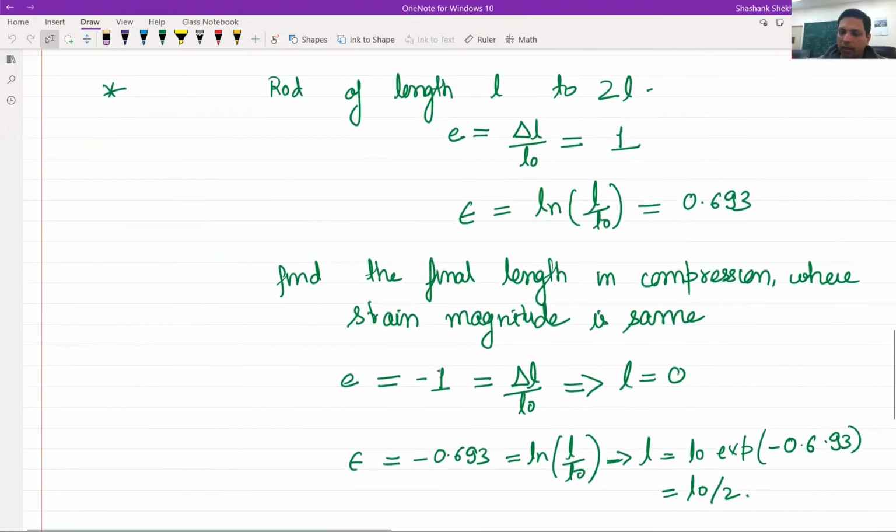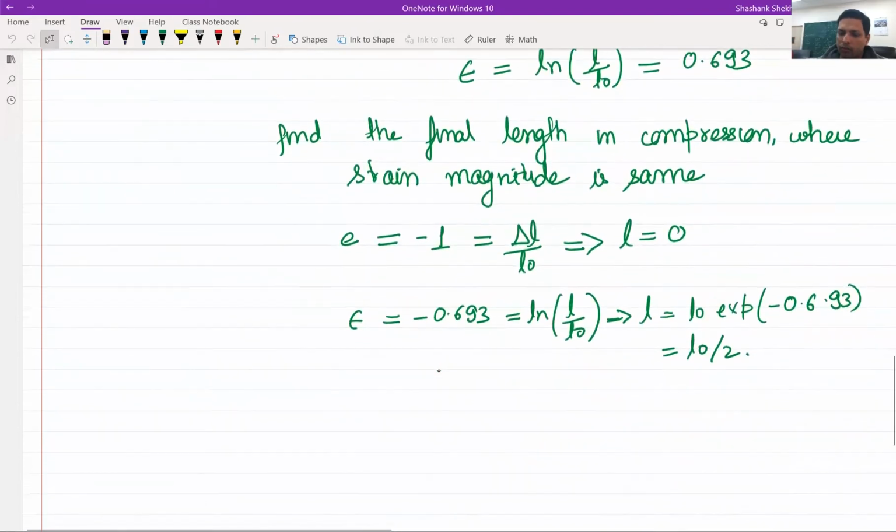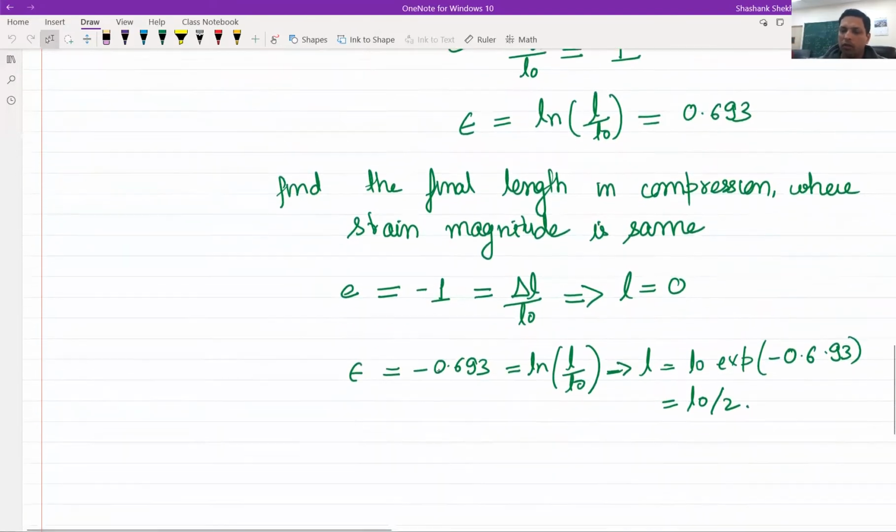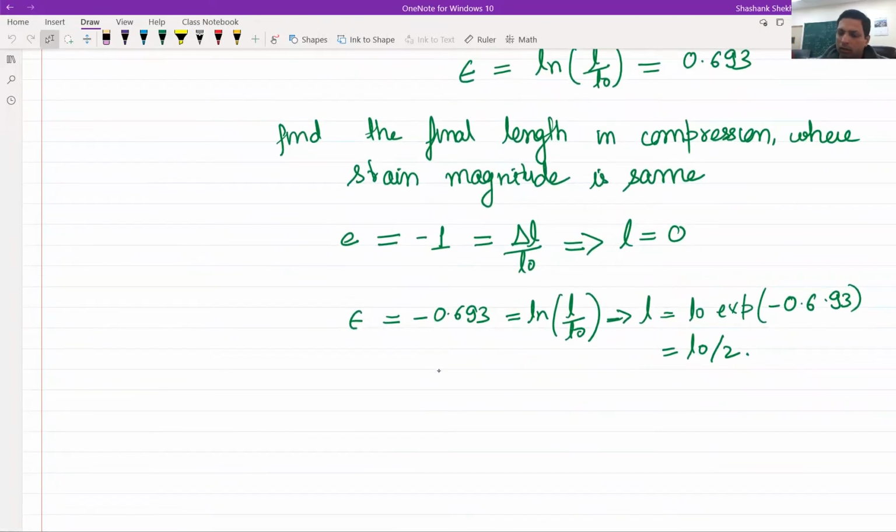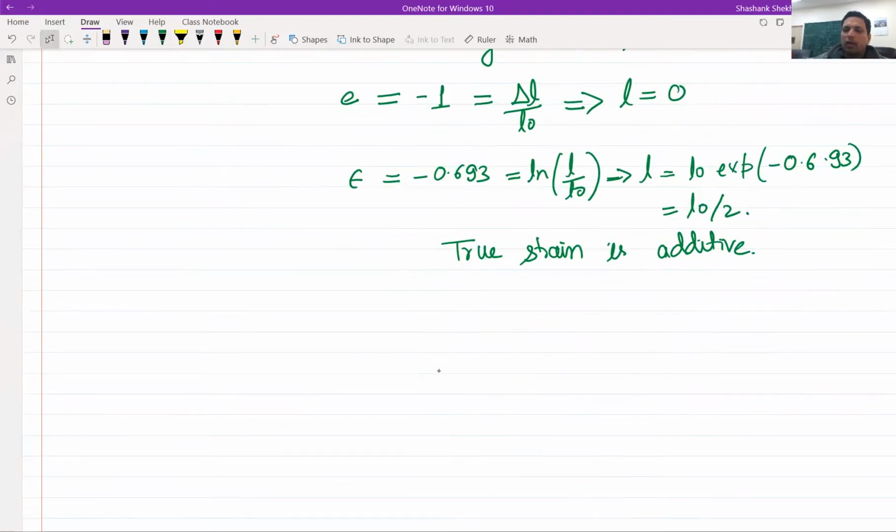So we have looked at what the strain value and final length should be if you want to get the same magnitude of engineering strain and true strain. Now, a few more things. What this shows is that true strain is additive. And later on, we'll see that true strain is more meaningful in terms of strengthening than engineering strain, and hence more meaningful for plastic deformation. Volume change is related to the sum of three normal strains, and with volume constancy, epsilon x plus epsilon y plus epsilon z is equal to 0 for plastic strains. And again, this holds when we are calculating in terms of the true strains.